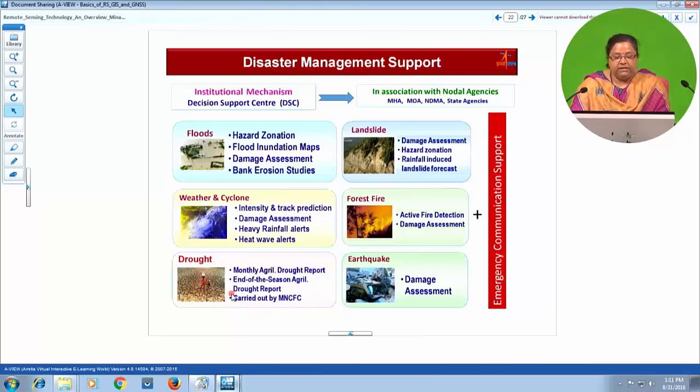An end of season agriculture drought report is brought out, and it is carried out by MNCFC. Landslide hazard zonation, damage assessment and rainfall-induced slide forecast have already been demonstrated using our programs. Forest fire mapping, where active forest fire detection and damage assessment is done, and damage assessment after an earthquake are also done. Along with this we have emergency communication support.